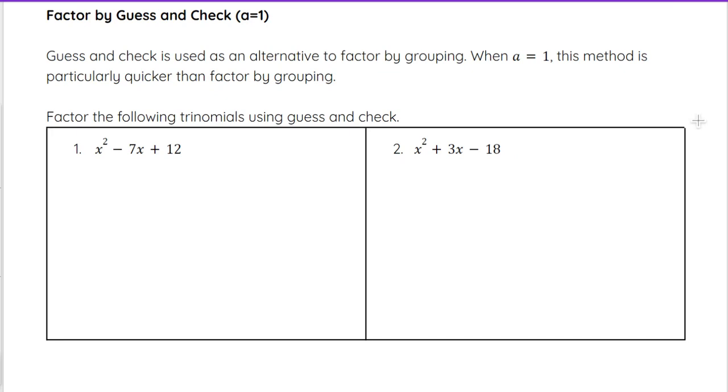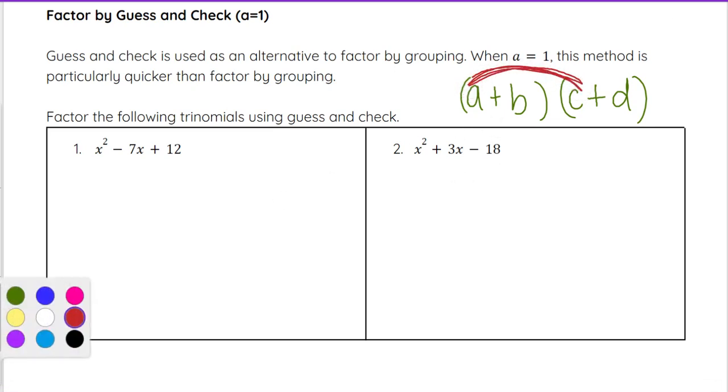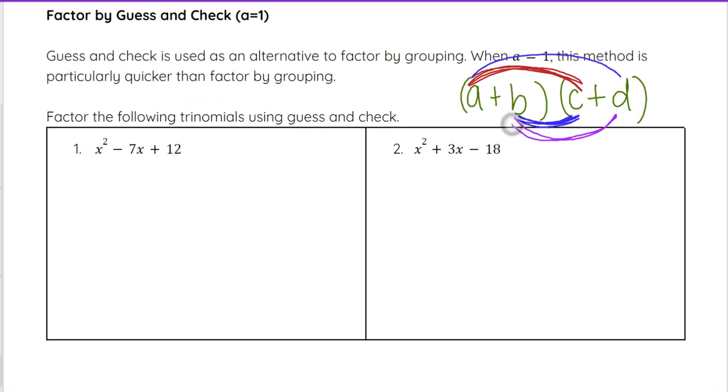Essentially the concept behind guess and check is that it is reverse distribution. When we have something like a plus b times c plus d, remember we distribute by doing the first term multiplied by the first term, and then we do the first and the last. We do the inner, and then we end up doing the b times d, which I'm going to put in purple here, the last term of each one. So that's FOIL, first, outer, inner, last.